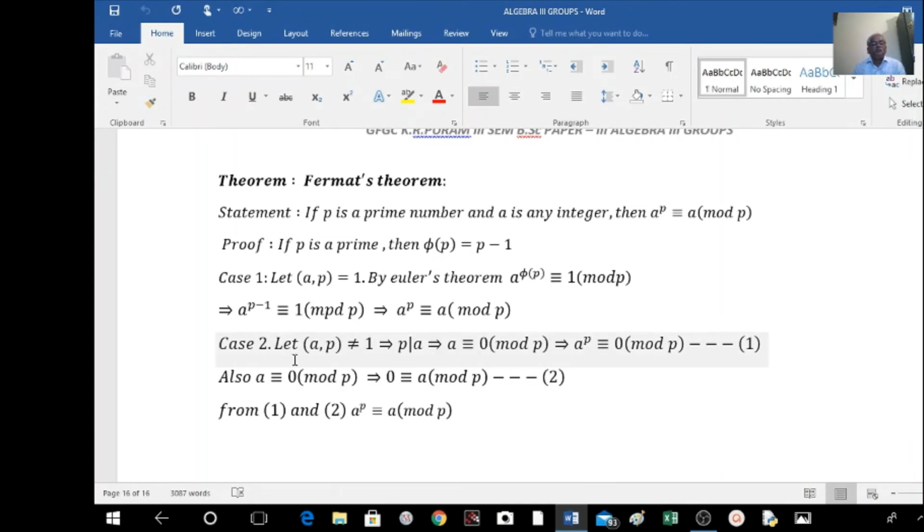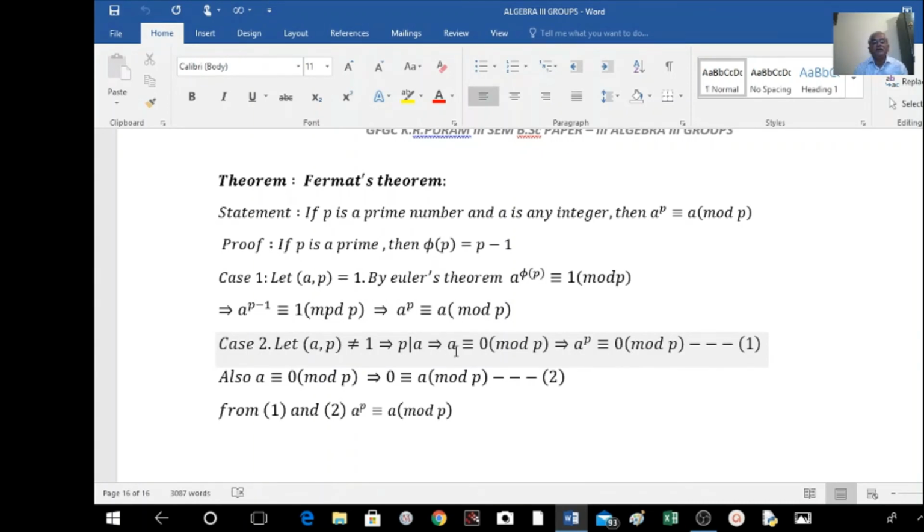Case 2. Suppose gcd of a and p is not equal to 1. That means here a and p are not relatively prime. The greatest common divisor in this case is greater than 1. There is a common divisor, and as p is a prime, the common divisor must be equal to p here. And a cannot divide p, therefore p must divide a. So that is, p divides a.